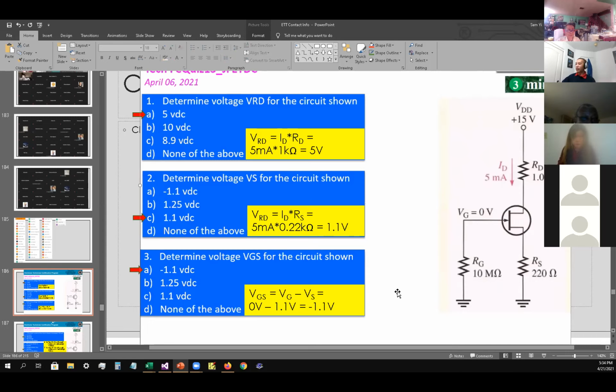Okay, so number 3, determine the voltage VGS for the circuit shown. VGS is equal to VG minus VS. We know that VG is 0 volts, so that's why you got 0 volts here. And VS, we calculated in number 2, is 1.1 volts. So the answer is negative 1.1 volts. Okay, so the answer for 3 is A.